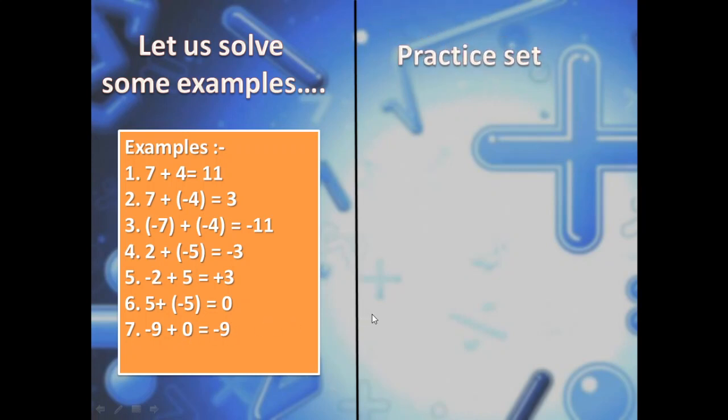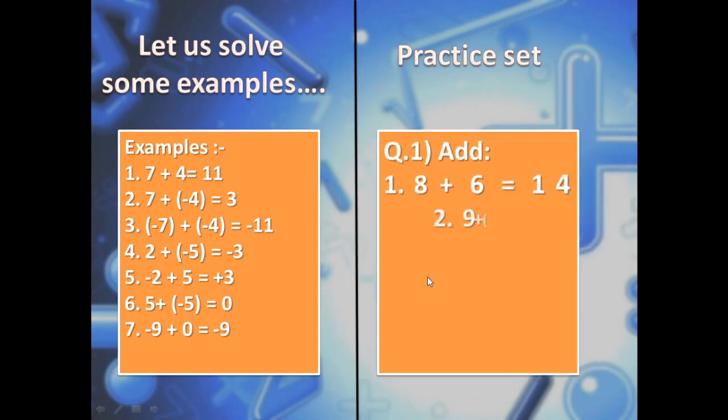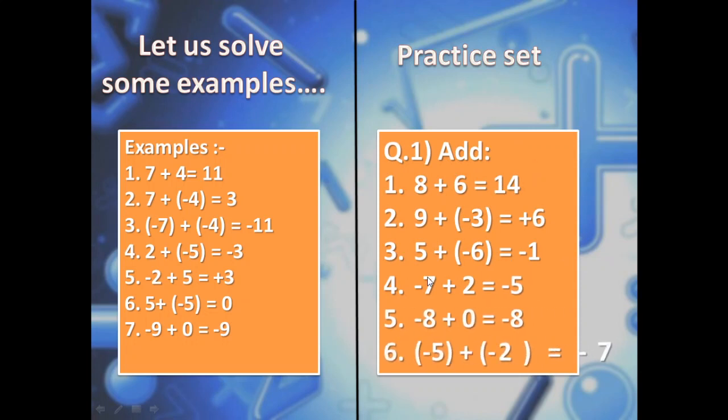Now let's solve the practice set on the same from your textbook. Question number 1, add. First one, 8 plus 6. Now 8 and 6 have positive signs. Since signs are not given, it is understood that they are positive numbers. So 8 plus 6 is 14. Second one, 9 plus negative 3. 9 is positive and 3 is negative. Opposite signs, subtract directly. 3 from 9, we get 6. Which is the bigger number? 9 is the bigger number. So the sign is positive 6.